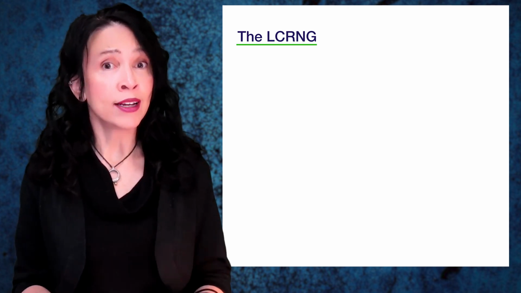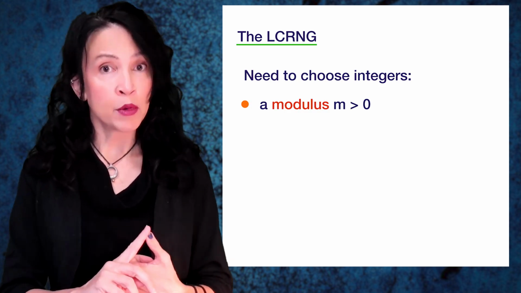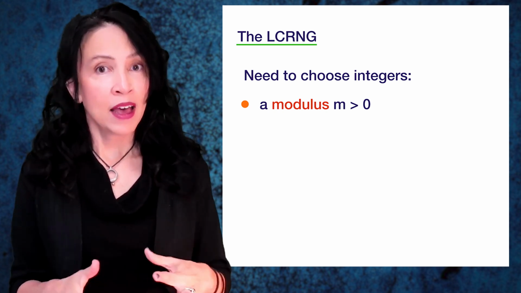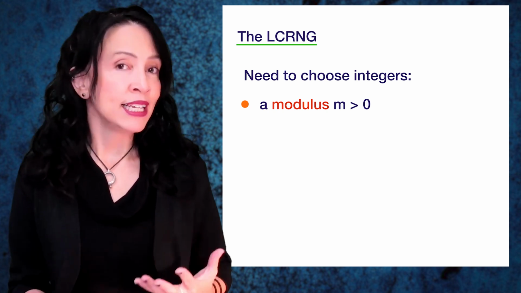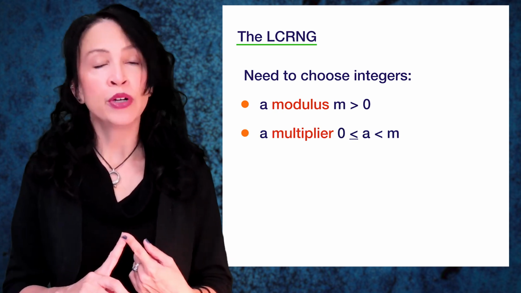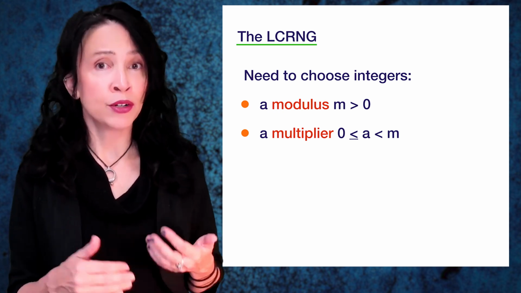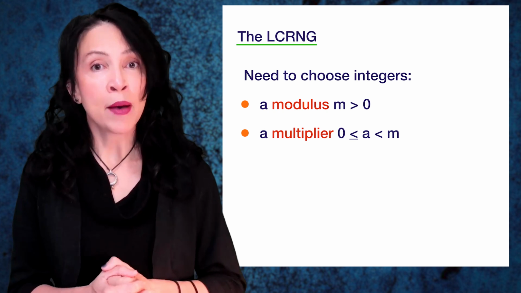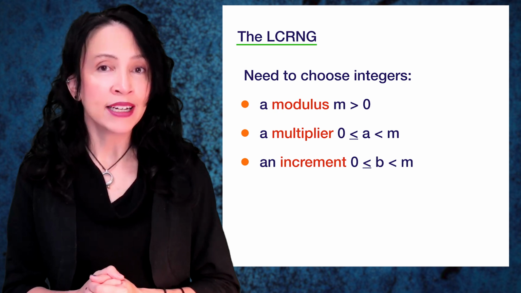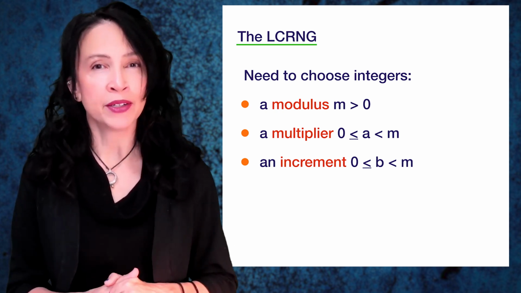In order to run one, you need to choose 3 integers. One of them we're going to call m for modulus. This is going to be the number we're modding out. m has to be positive, and we'll see that we actually want this to be quite large. Then you have to choose an integer a, which is known as a multiplier, taking on a value 0, 1, 2, 3, up to m minus 1. You then have to choose an integer b, which is known as an increment, and that also needs to come from the set 0, 1, 2, 3, up to m minus 1.